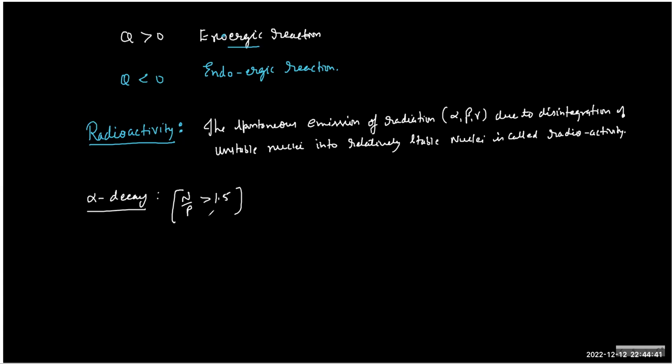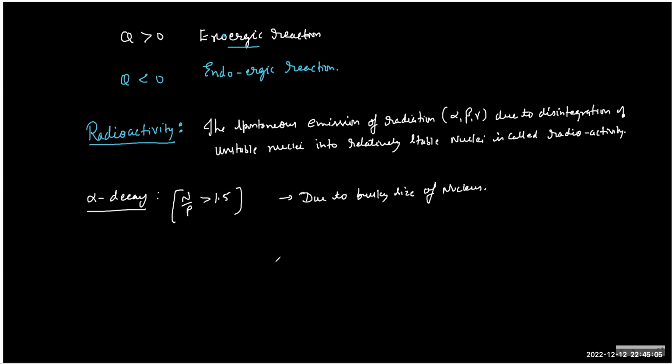So that is the whole idea of radioactivity. But anyway, what we are talking about here is not radioactivity. I'm talking about alpha decay, and it happens due to the bulky size of the nucleus. So the reason is the bulky size of the nucleus.